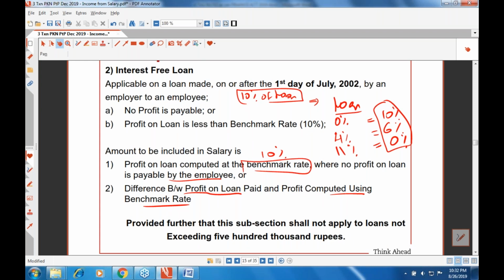Now, there is one important point: this shall not be applicable on a loan exceeding 500,000 rupees. So if the loan exceeds 500,000 rupees, it's not going to be applicable to them.